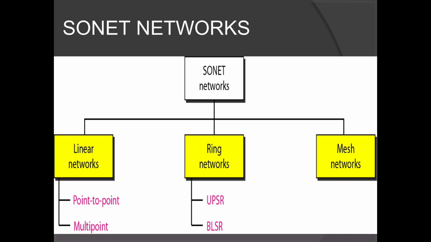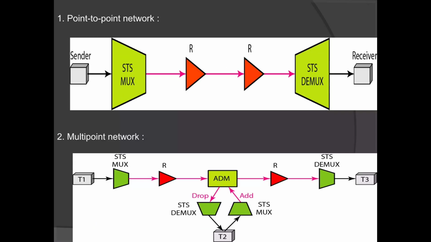Next, we are moving to Sonet networks. Sonet has three types of networks: linear network, ring network, and mesh network. We are going to see what these three types of network are. First we are going to see the linear network. A linear network is a point-to-point network.